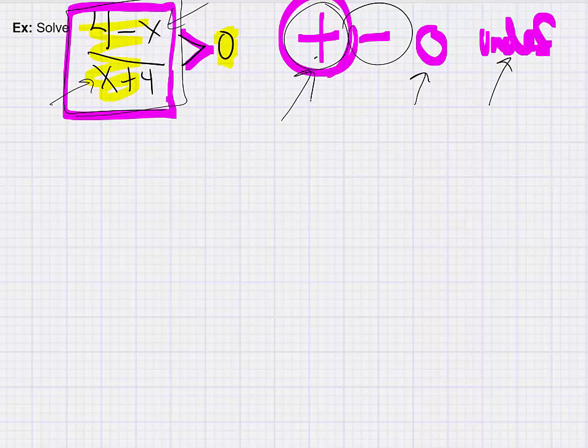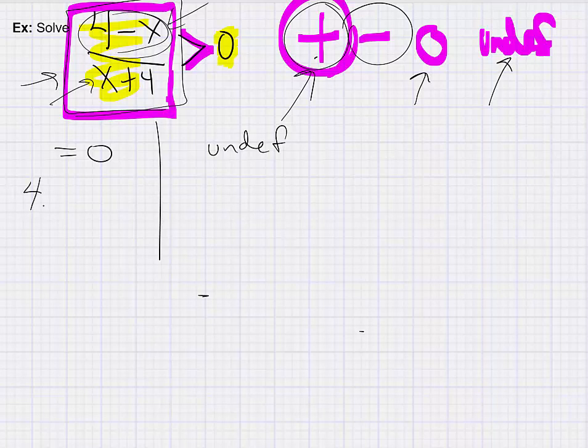Very similar concept as before. So first we want to figure out when is this thing equal to 0 and when is it undefined. Okay? Well, think about it. It's a fraction. The only time a fraction is ever equal to 0 is if the numerator is 0. So when is this going to be equal to 0? When 4 minus x equals 0.